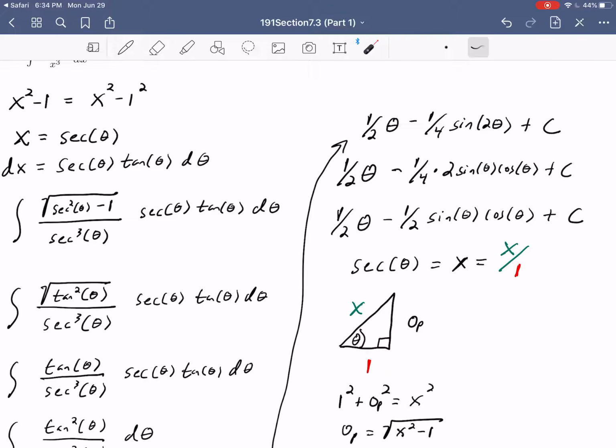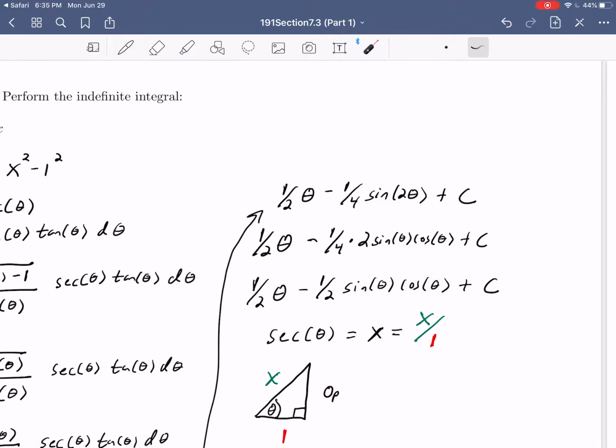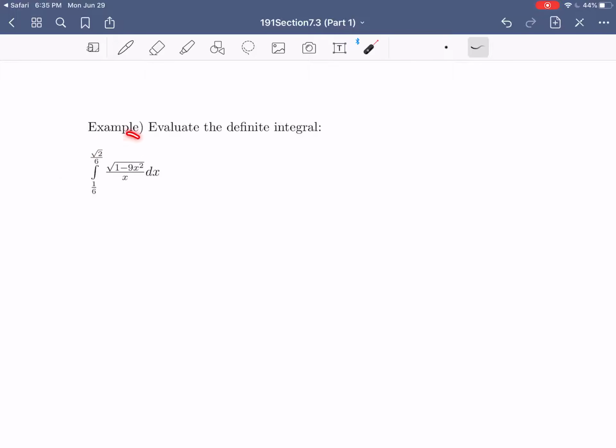Let's see how trigonometric substitution works with a definite integral. So far, everything we've done is indefinite. So let's take a look at doing a definite integral. So we're going to try to evaluate this one as a definite integral here. So we have the integral from 1/6 to the square root of 2 over 6 of square root 1 minus 9x squared over x dx.